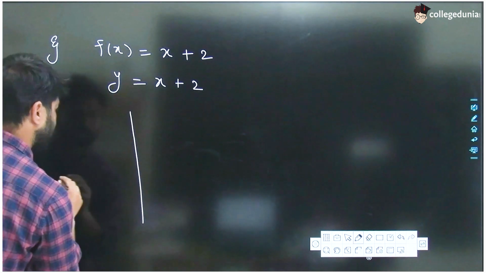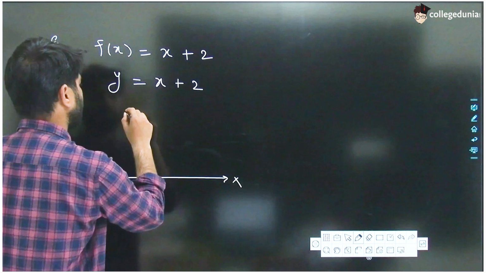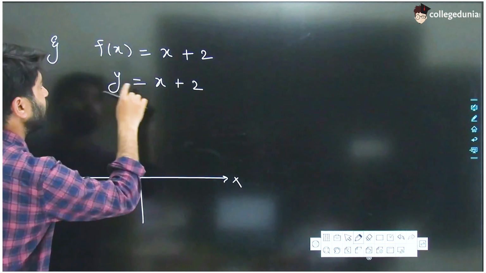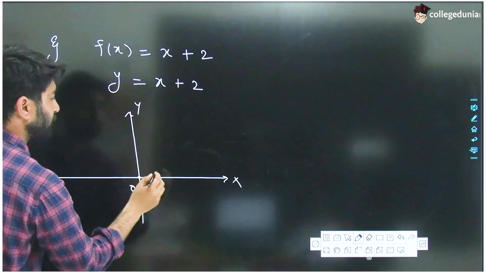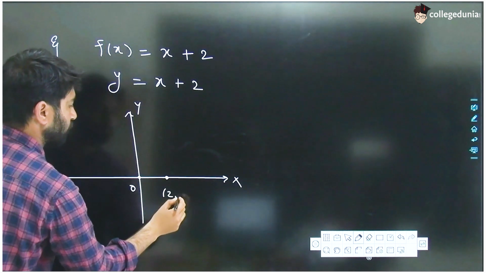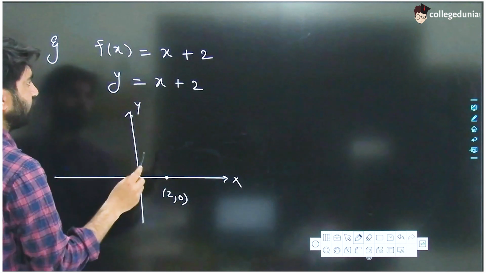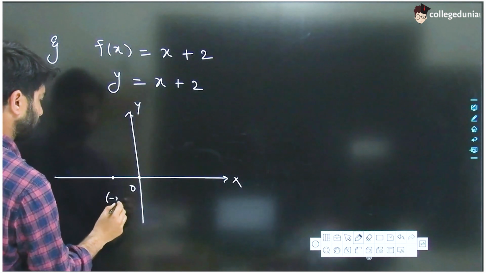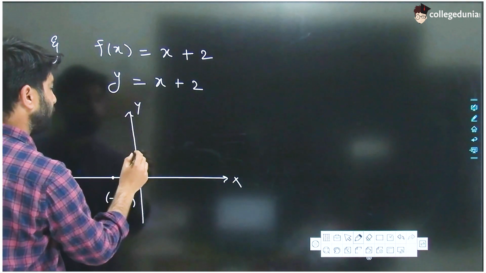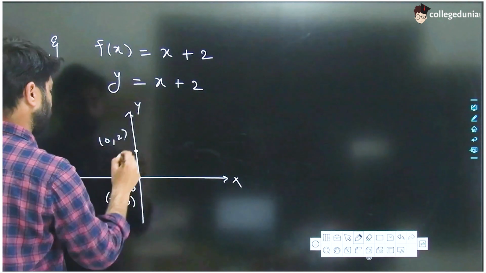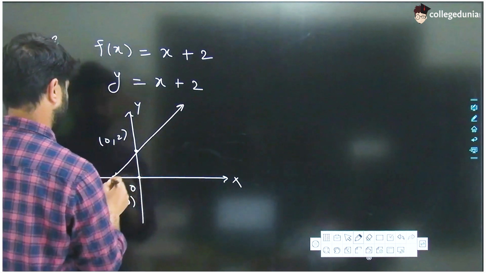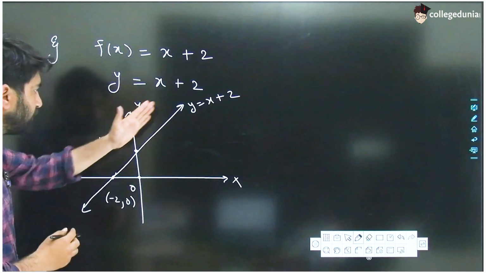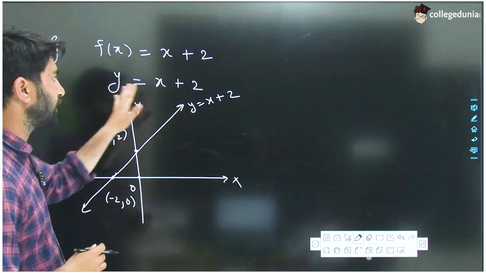So if I draw the graph of this function, this will look like this. When y is 0, then x will be minus 2. And if x is 0, y will be 2. So this should go like this. y equal to x plus 2. So guys, this is a straight line and the equation of this line is y equal to x plus 2.